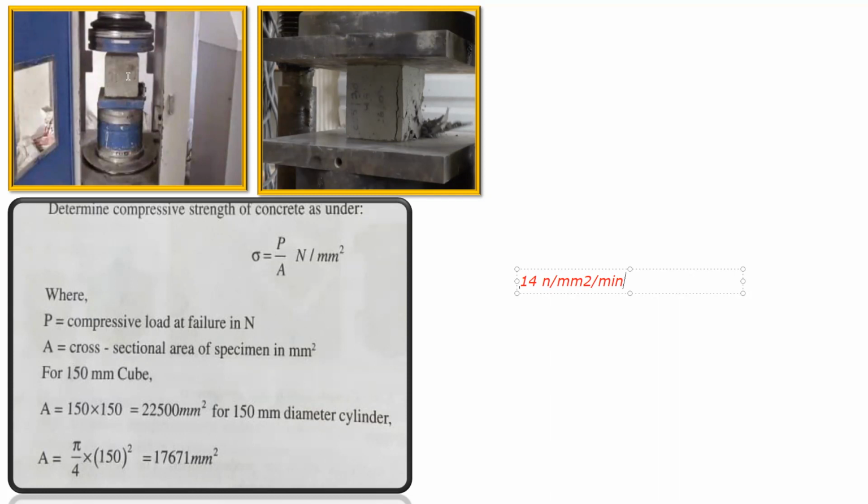The concrete will fail in crushing, and that crushing failure will give me the compressive strength of my concrete. So this is how the formula is written. Stress is equal to force upon area. So P is that compressive load at which the cube fails. A is the cross-sectional area of the specimen.